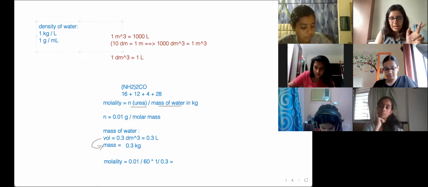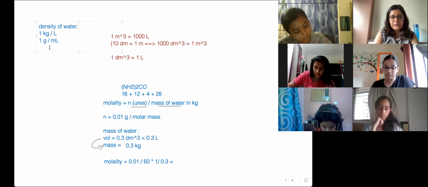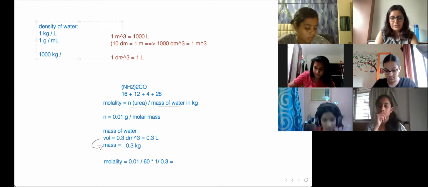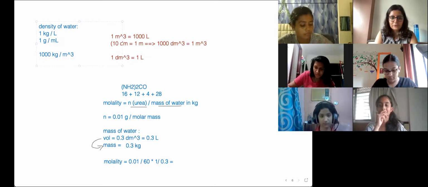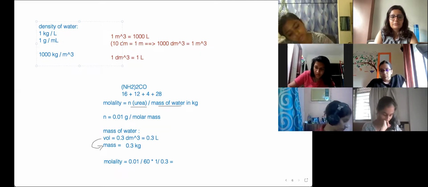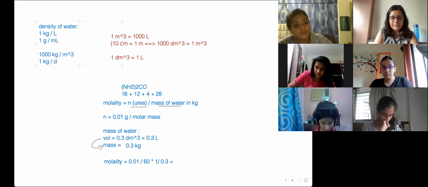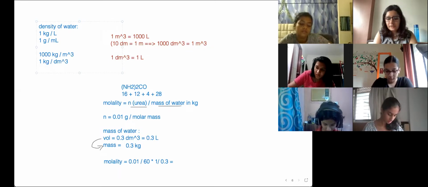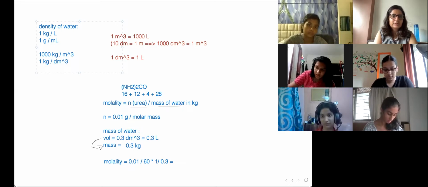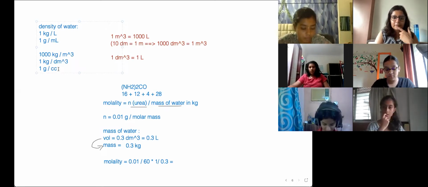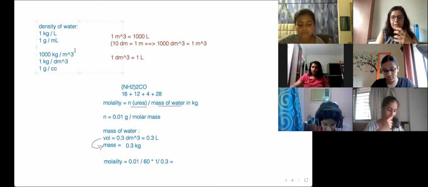So this is all relating mass and volume in liters, milliliters. And you have 1000 kg per meter cube. So what if you have volume in meter cube, not in liters, the SI unit? 1 kg per decimeter cube. This you won't get to use it, but since we got a question, I'll give it to you. Then 1 gram per cc. Cc is centimeter cube. This you might get to use, 1000 kg per meter cube, depending on units.